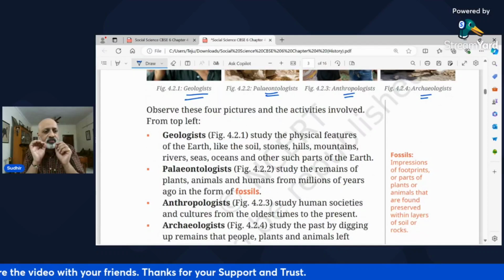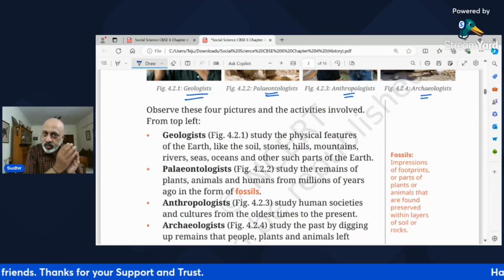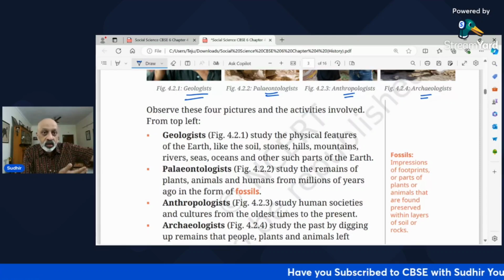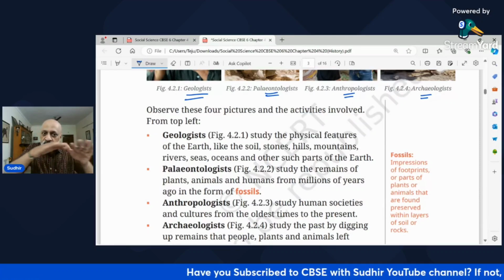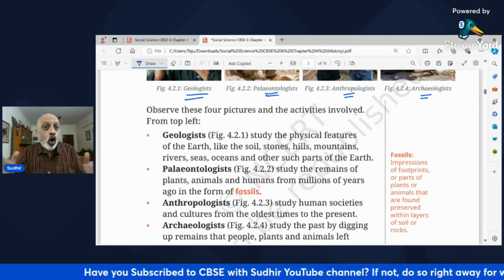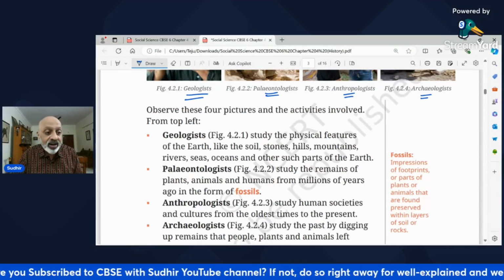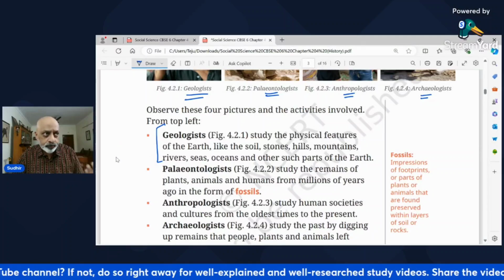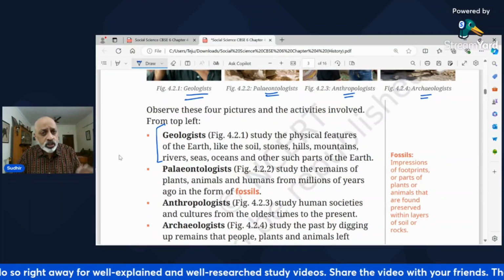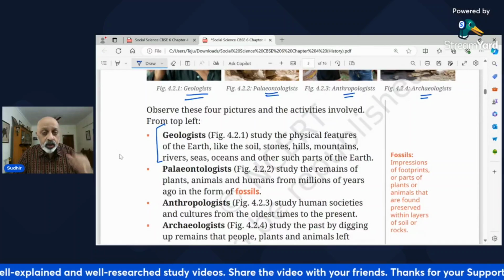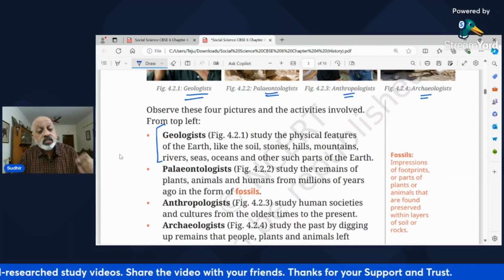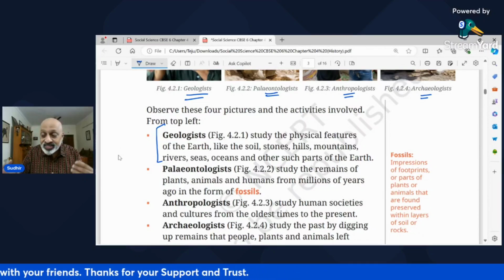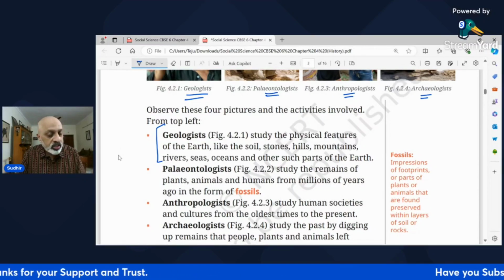Geologists, they study the physical features of the earth, that is the soil, the stones, the mountains, the rivers, the seas, the oceans, all the physical features which are present on the surface of the earth. That is studied by the geologists. In fact, there are geology institutes in different parts of India, including one in Hyderabad. So these do some very good work in understanding the geological study of the earth.